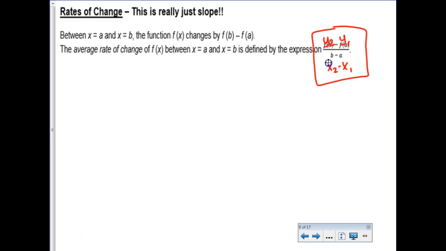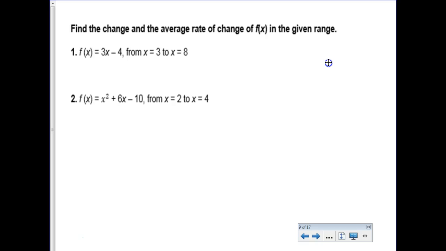So they're giving you what is typically not a linear curve, and they're asking you to find slope between 2 ordered pairs along that curve. And we're going to find out what happens when we get closer and closer and closer to the actual ordered pair that we're looking at. All right, so for now, we have a function, 3x minus 4, and they want me to find the average rate of change from x equals 3 to x equals 8.